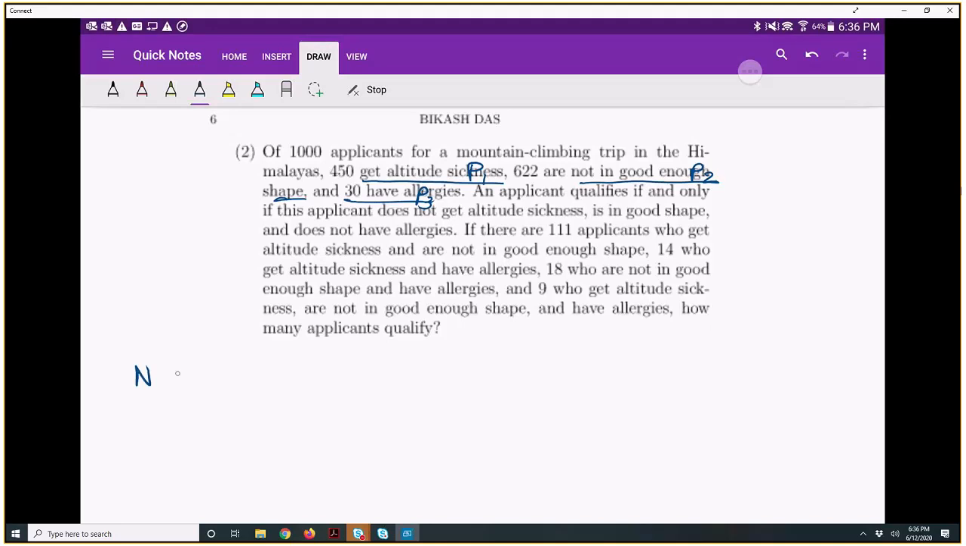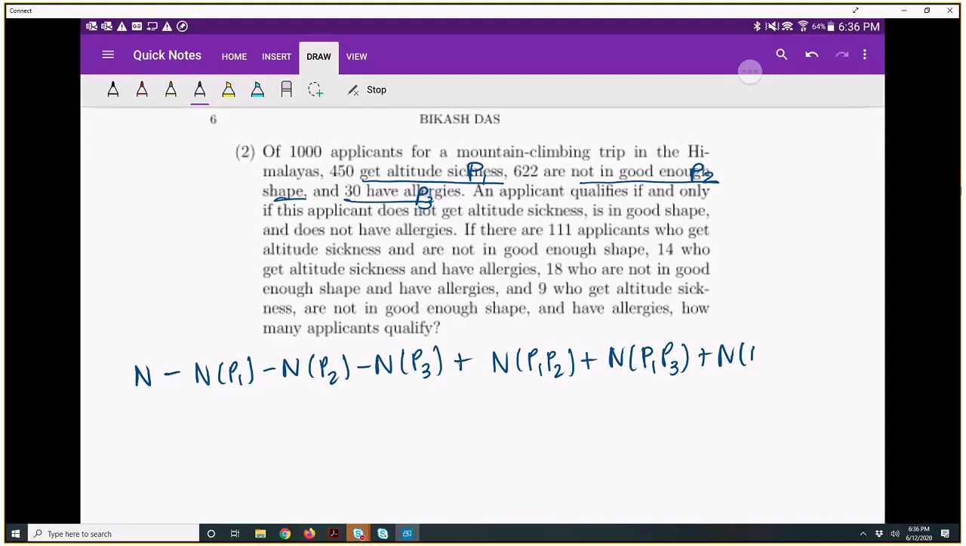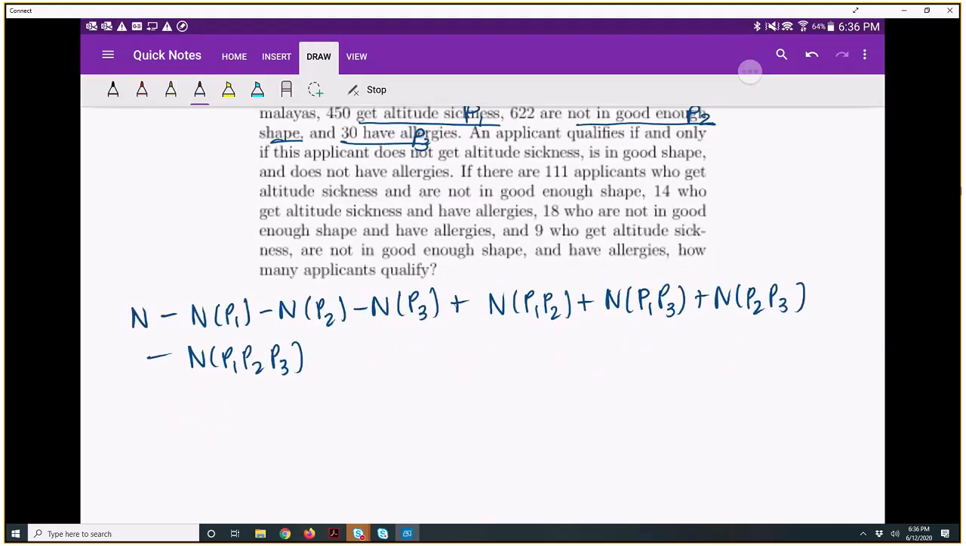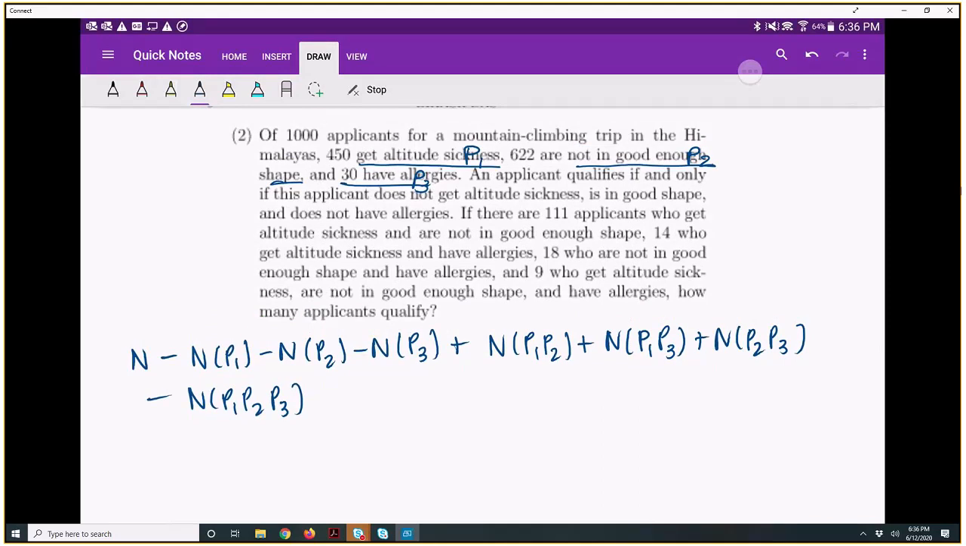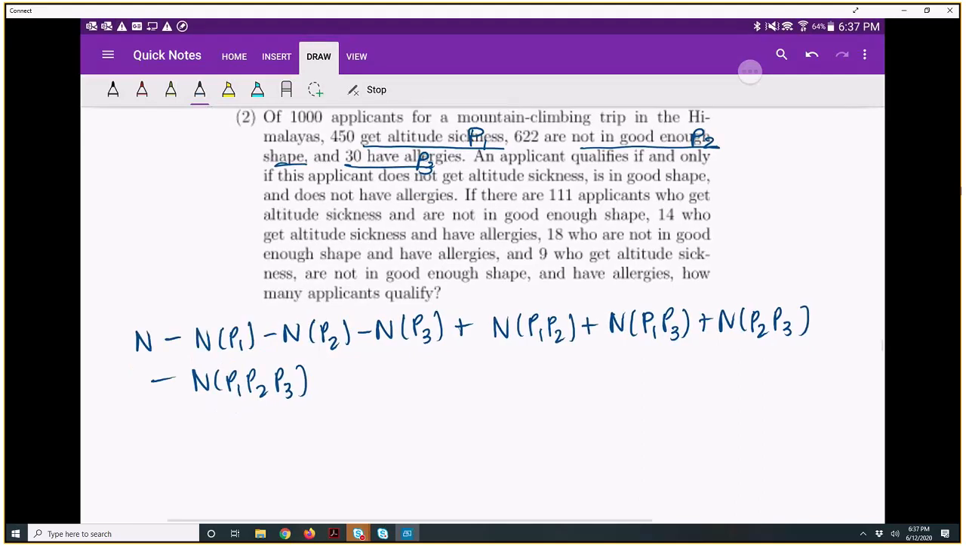So we want n minus n of P1 minus n of P2 minus n of P3. Then we want to add n of P1, P2, add n of P1, P3, add n of P2, P3, subtract n of P1, P2, P3. So let's see if we can assign these numerical values. Eventually, we want to know how many applicants will qualify. So the total number of applicants, and then we eliminate those who don't qualify.